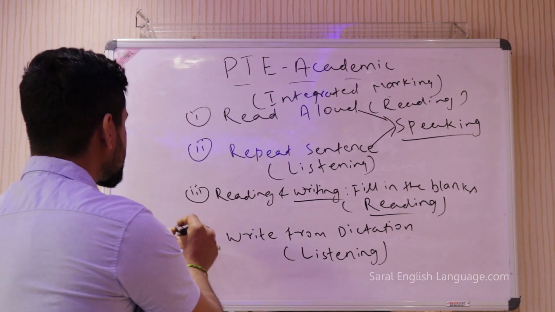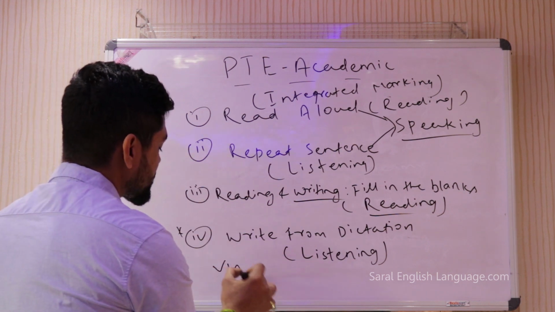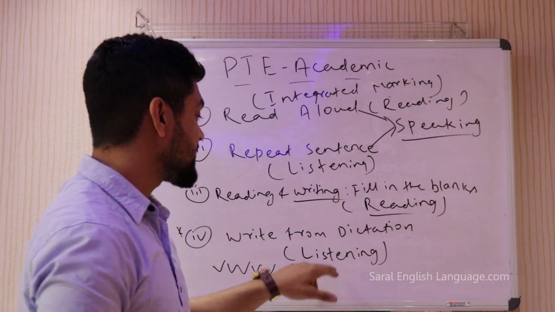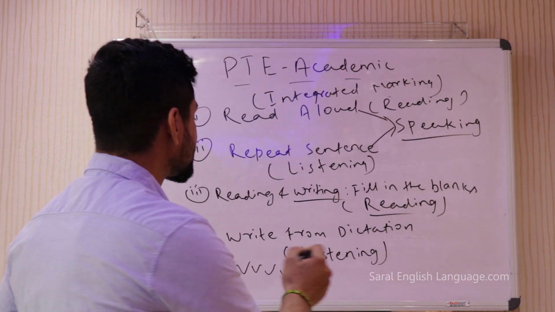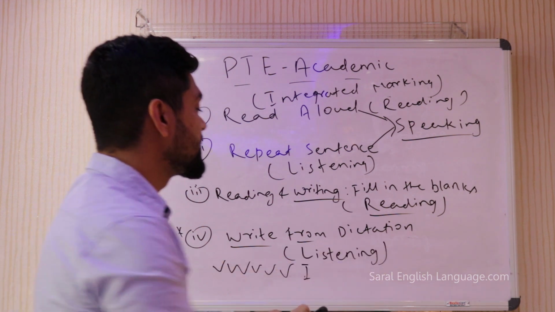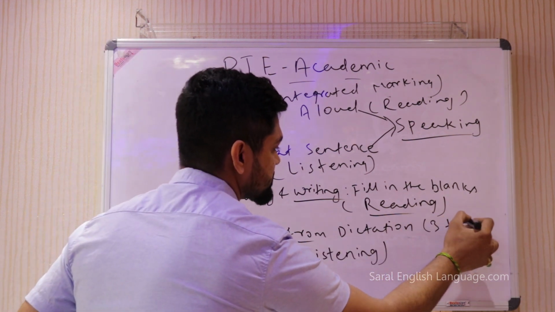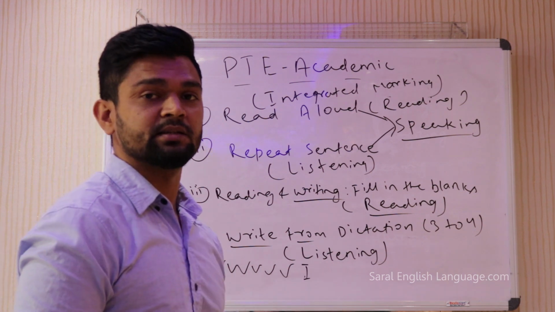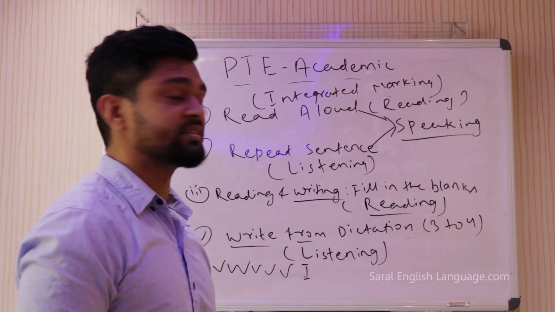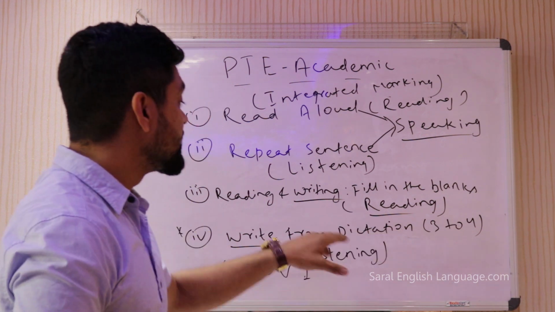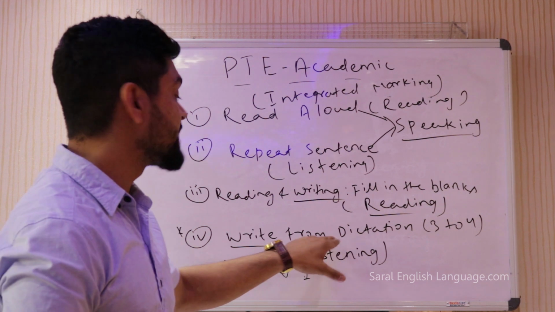Now the last one is the most important. It is the last module of your PTE exam. Normally you get 3 to 4 questions. And if you miss one question, you'll get less than 70. If you miss 2, probably less than 60. If you miss 3, you'll probably fail your PTE test. It is that important. Write from dictation.